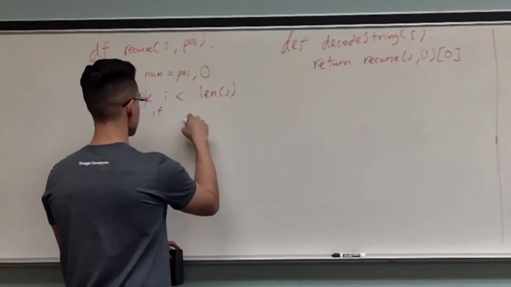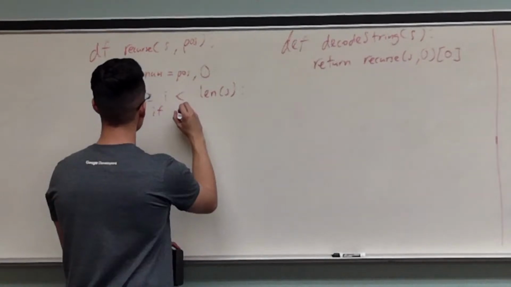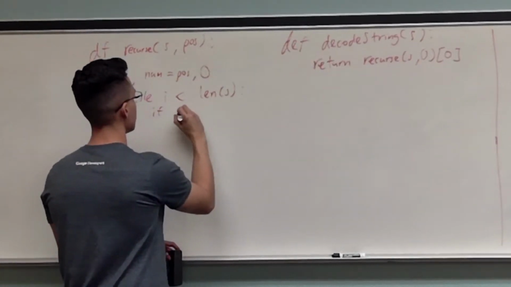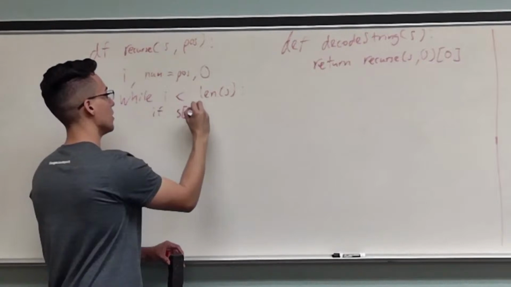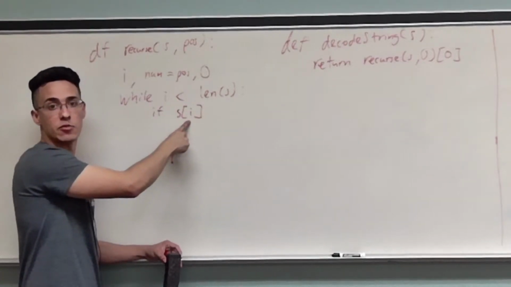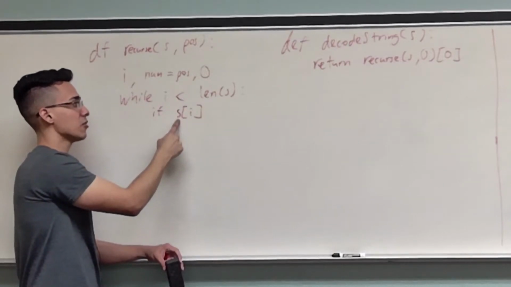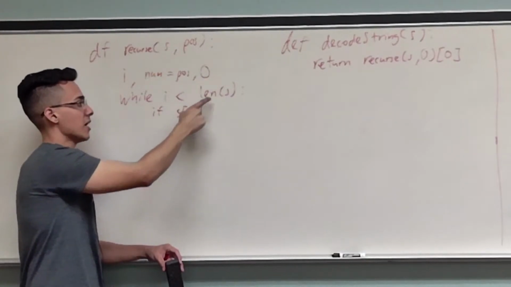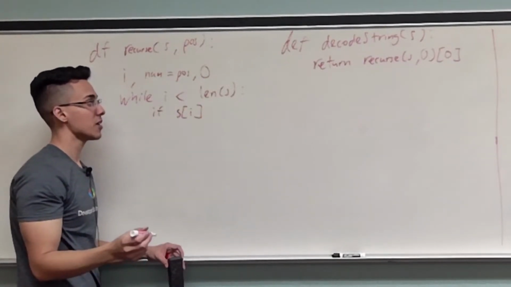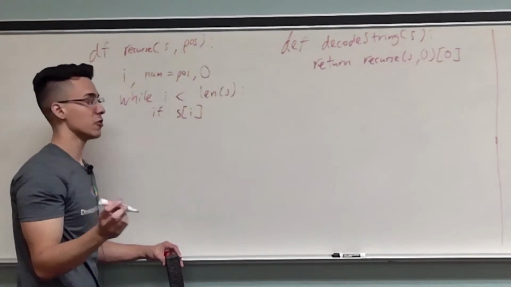So first, if s is a string, s is just an array, so we can get the index, right? Put the index in s, and that returns us the character that is at s. So the first thing we check is if it's a number. That's the first thing we check.